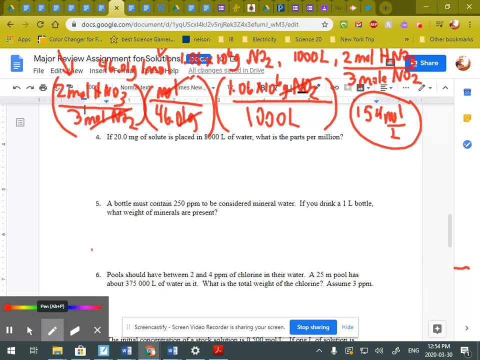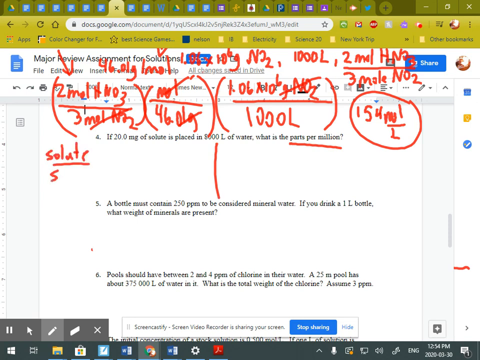So we've got 20 milligrams of solute placed in 8,000 liters of water. What is this in parts per million? Now there's 2 ways you can solve this. Let's just start with the formula: solute over solution times 10 to the 6. Now the solute is in milligrams. We have to convert that to grams. We have to make the units exactly the same on the top and the bottom.